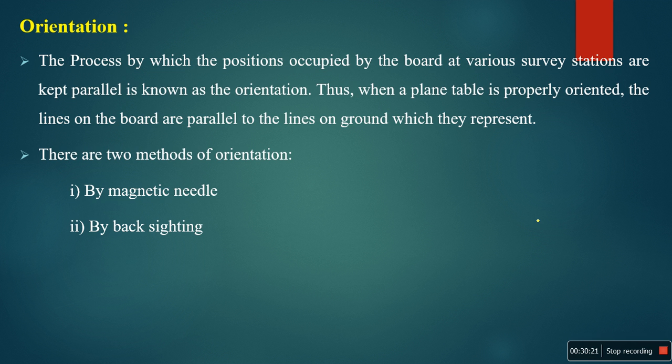Okay, generally you have to keep your plane table properly oriented. Then the lines on the board are parallel to the lines on the ground which they represent, as I have told. So whatever the field lines and drawing lines are, they will always be parallel to each other. Okay, so this process is done by using a magnetic needle or by taking the back sighting.